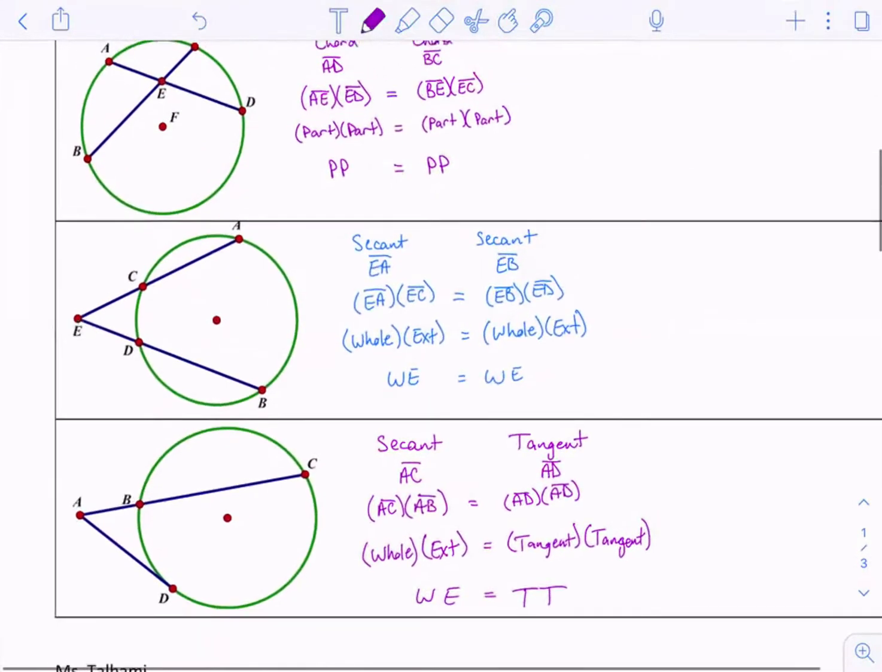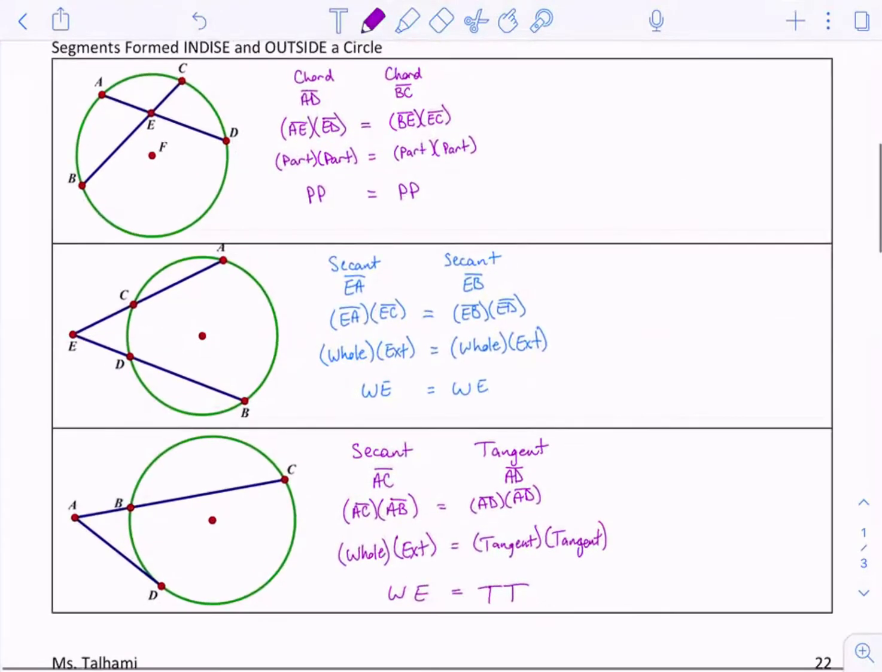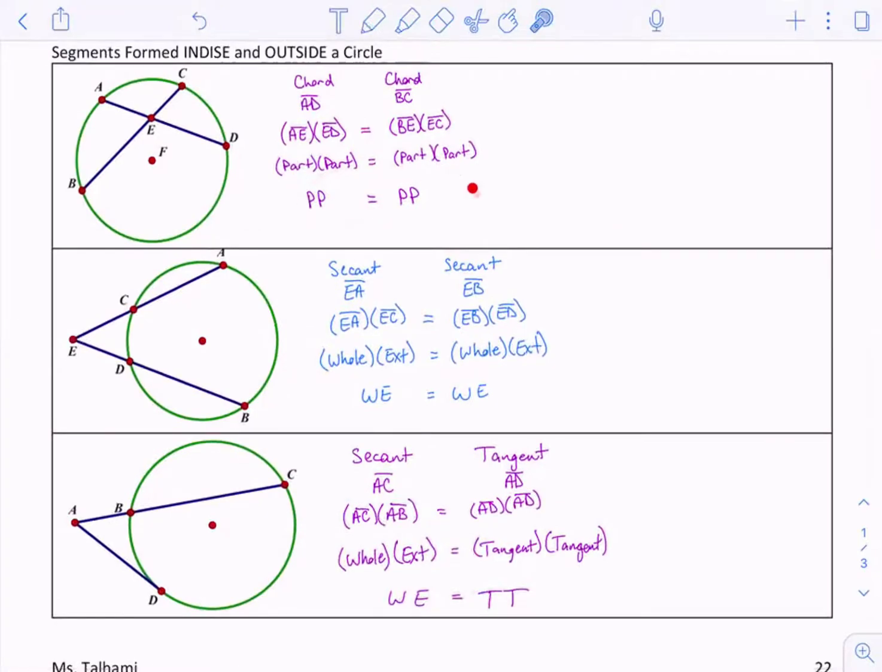So those are the rules for segments inside and outside of a circle. We have PP, WE, and WET.